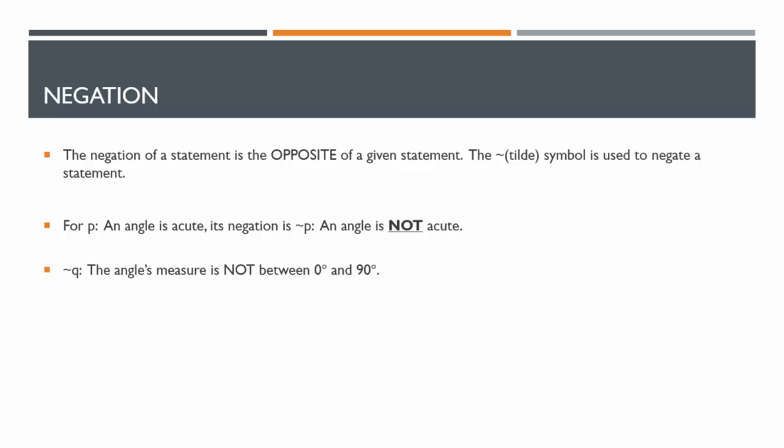So for statement Q, its negation is the angle's measure is not between 0 degrees and 90 degrees. For statement R, its negation is the angle's measure is not between 90 degrees and 180 degrees. And for statement T, the negation is an angle is not obtuse.